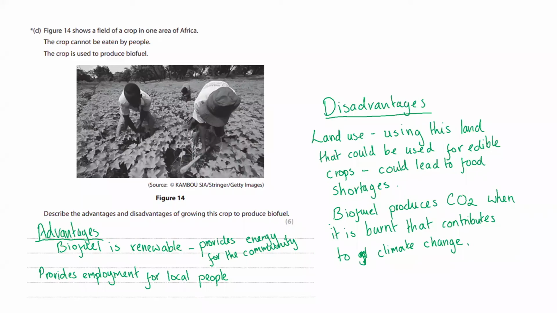Okay, so the crop is used to produce biofuel. So it's renewable, produces energy for the community, provides employment for local people. So also it could grow where they can't grow food crops. So it could be good land use. Now think about it. Some edible crops can't grow, but some non-edible might be able to grow, depending on what type of plant it is. Could be good land use. Land may not be used for farming. May not be used for food, of course, to be a bit more precise.